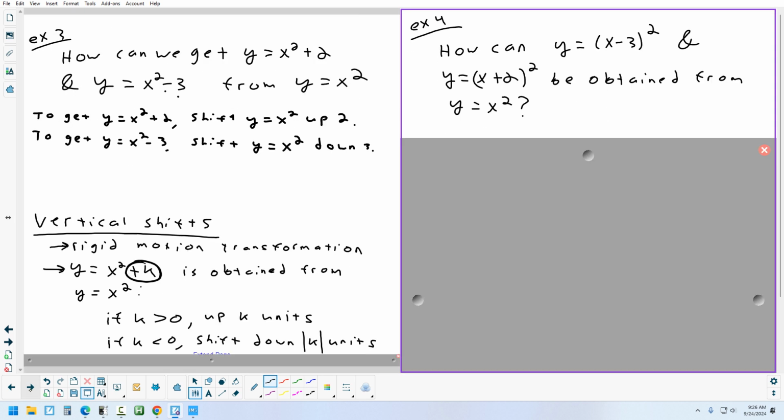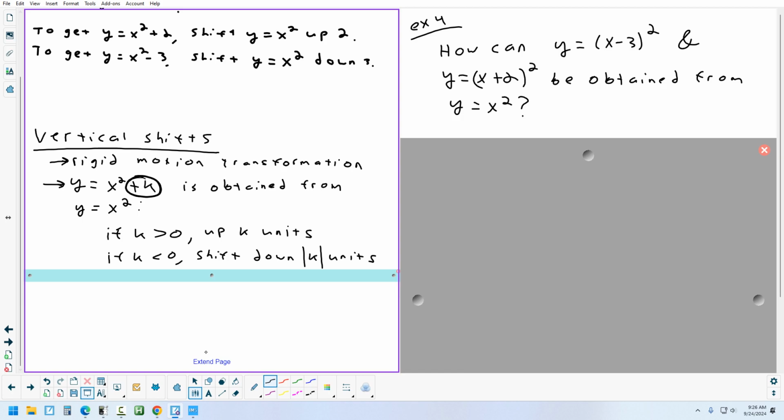So just to compare that to what I have over there, that's adding and subtracting again, but it's not on the end. It's inside the parentheses. So adding and subtracting on the end moves it up and down. What do you think adding and subtracting inside is going to do? Left and right. It's going to move left and right, but it's not the way you would expect.